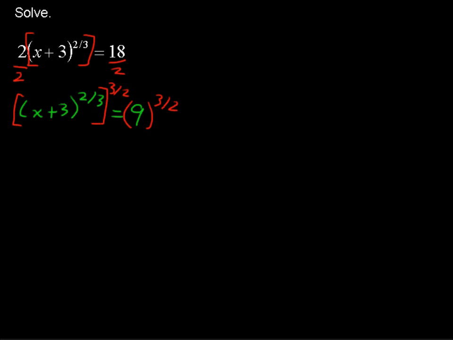And on the left-hand side, when you have an expression like this raised to an exponent, and then you raise that expression to an exponent, you multiply these exponents, and that's why that exponent just turns to 1. So we can just write x plus 3.